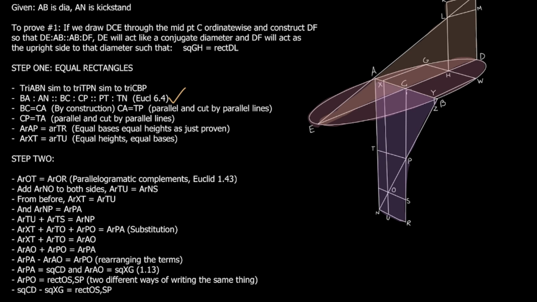And CA equals BC by construction of where we put C, and CA equals TP, because by construction AC is parallel to TP and AT is parallel to CP, and in a parallelogram the opposite sides are congruent.